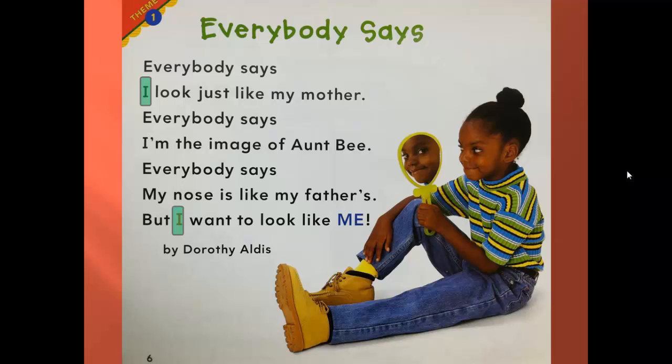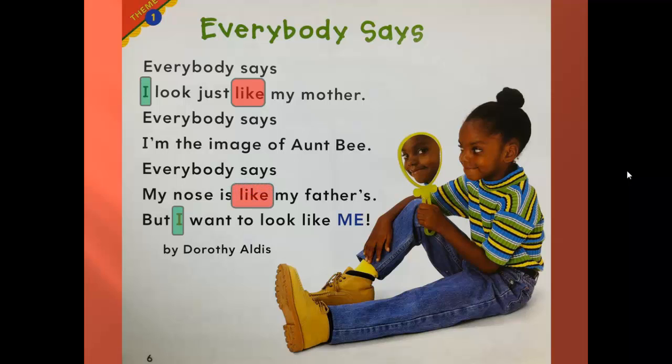The next word I want you to look for is my. Find my. Oh, never mind, I wanted you to look for like. So now let's find another like. Find the next like in this poem. Remember, like is spelled L-I-K-E. Point to the next like. Very good. You're pointing right here.